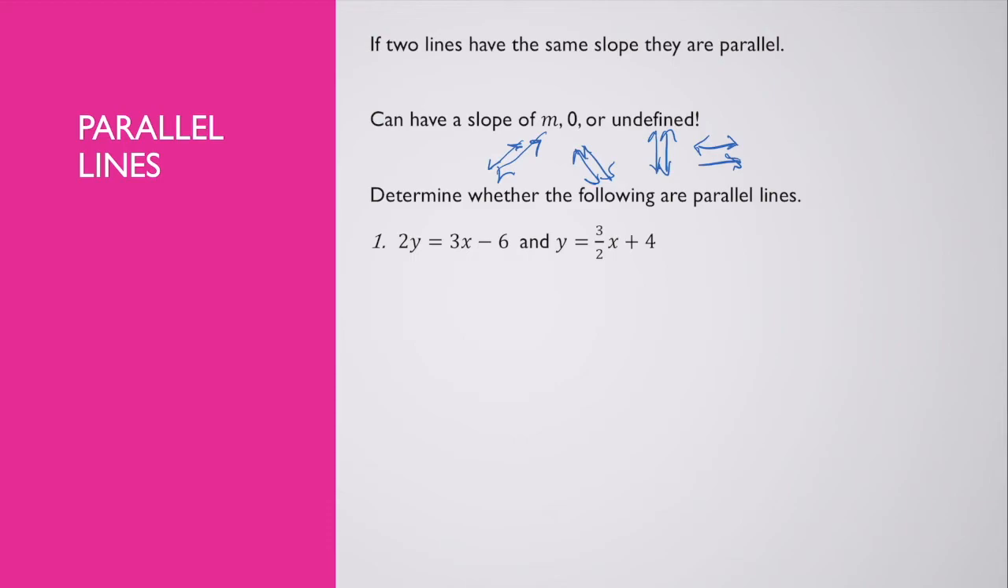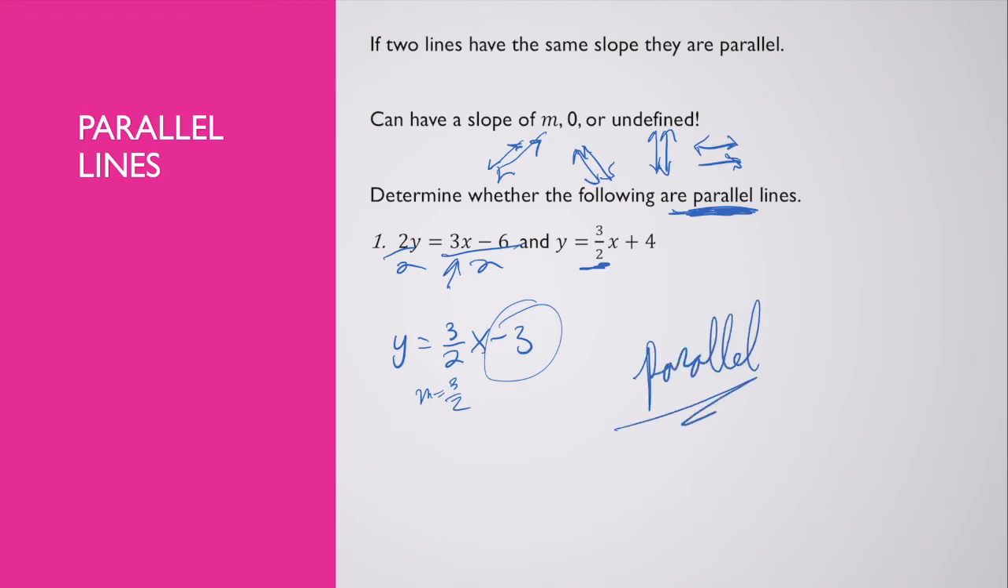So let's determine whether the following are parallel lines. I already know the slope of this line is 3/2. I now need to solve for the slope of this line. So I'm going to go ahead and divide both sides by 2. So I get y equals 3/2 x minus 3. So this line also has a slope of 3/2. It's just that its y-intercept is different. So these lines are in fact parallel.